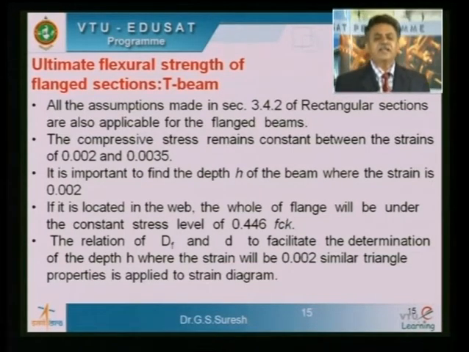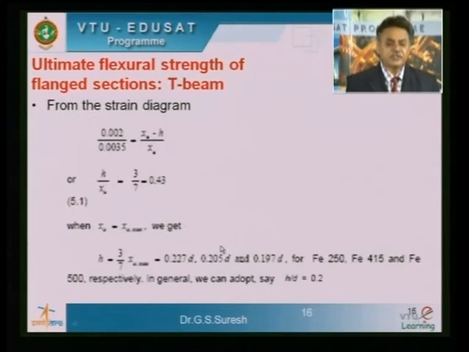It is very important to calculate the depth h of the beam where the strain is 0.002, that is where the rectangular portion of the stress block lies, whether it completely lies within the flange or partially in the flange or partially in the web. The relation between df and d is used to calculate the value of h by using the similar triangle property and the stress block property. We can calculate the h value as shown here as 0.197d for mild steel, and for HYSD bar it is approximately 0.2.